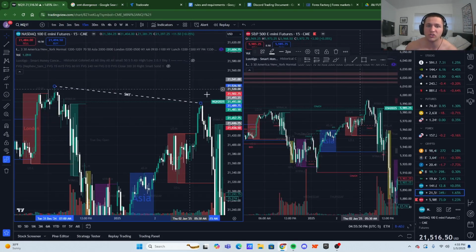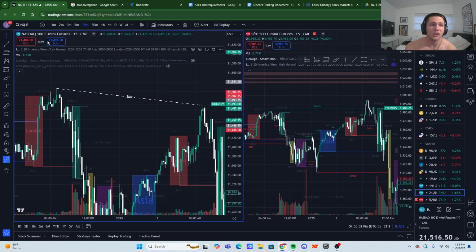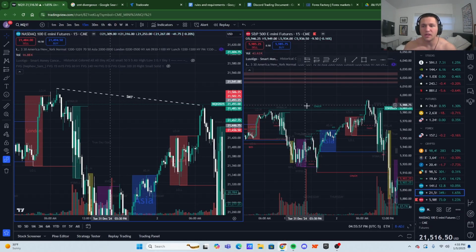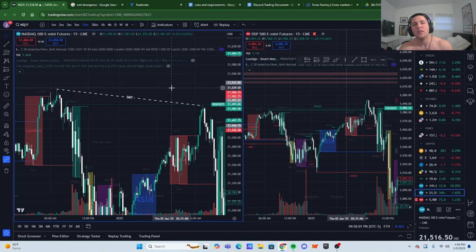So let's go to the charts and check this out ourselves. On the left here is the NASDAQ, aka what we trade. On the right is the S&P 500. Now, the other day, this is on the 15-minute chart. These can happen on any time frame, but just like fair value gaps, the higher the better.